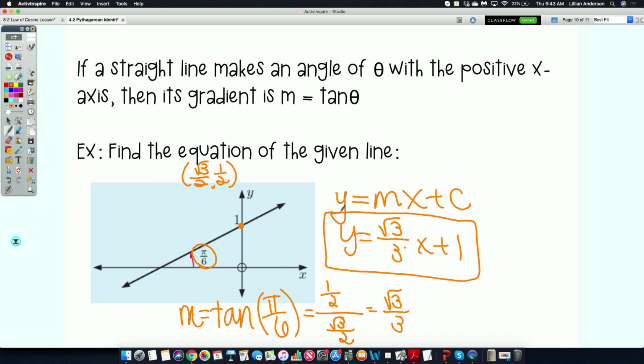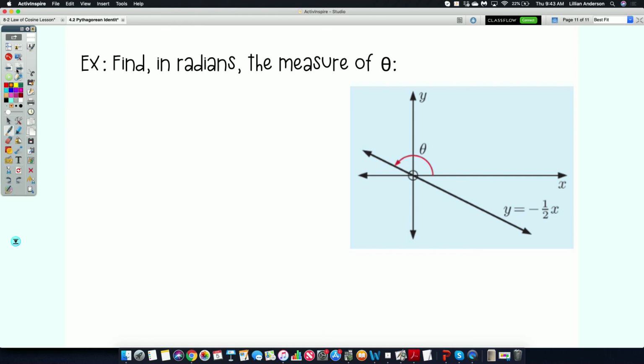So just remember, when you have a line that makes an angle with your x-axis, the tangent of that angle will give you the slope of the line. We can also do it backwards. If we're trying to figure out what the measure of the angle is that the line creates with the x-axis, then we'll just do the opposite.